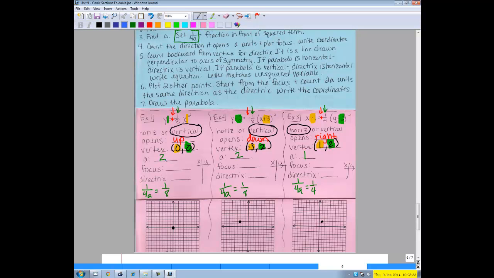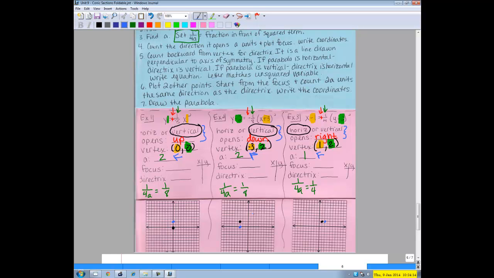What we're going to do is count vertically up. Whatever it says right here is how you move for your focus. So this one we're going to count vertically up 2. On this one we're going to count vertically down 2. And on this one we're going to count horizontally right 1. So we go vertically up 2, and that's our focus. We go vertically down 2, and that is our focus. We go horizontally right 1, and that is our focus.